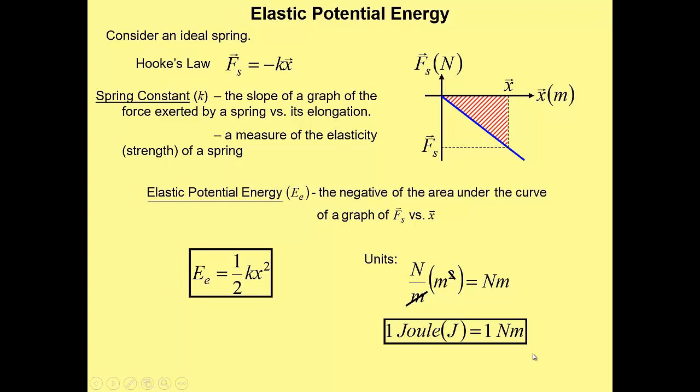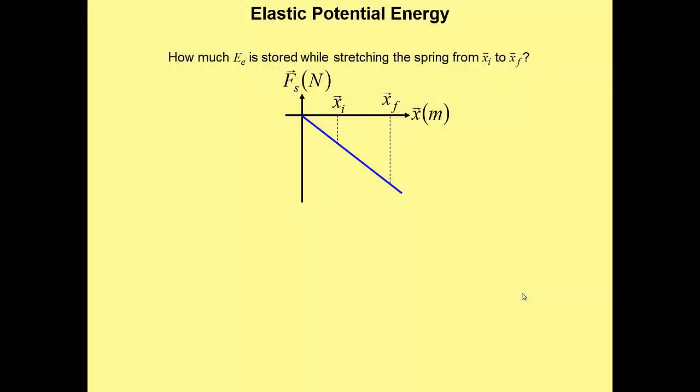And you sure don't want to be walking around talking about energy that way. Oh, this stretched spring has 10 kilogram meters squared per second squareds of energy. Instead, you could say, hey, there's 10 joules of energy. So this is a new derived unit for energy based on newtons and meters.